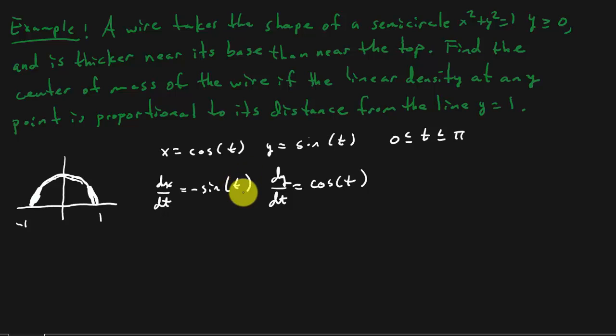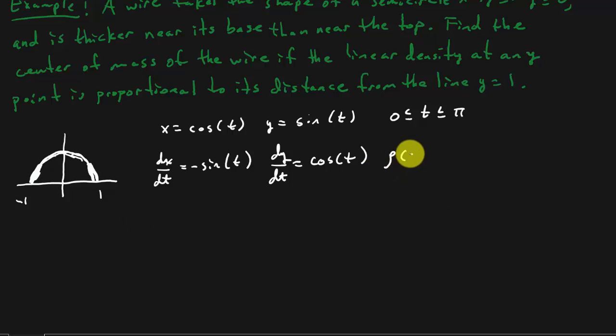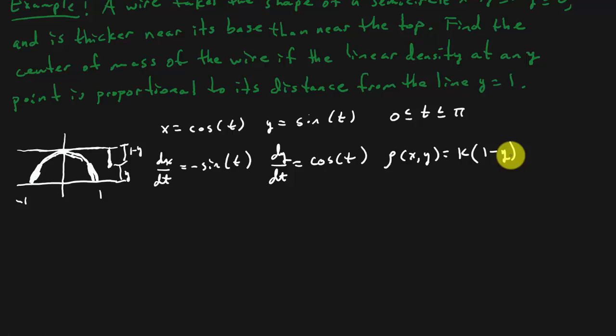All right, so we need our function that we're integrating. So we need rho of x,y. Now, what does it say? It's proportional to its distance from the line y equals 1. So that's going to be k times the distance from the line y equals 1. Just think about this. If you have a point here, what is that distance right there? Well, we know this distance is y. So this distance here would be 1 minus y. And so it's k times (1 minus y). So there's your rho of x,y. And it's k times that because it says it is proportional to its distance from the line y equals 1.